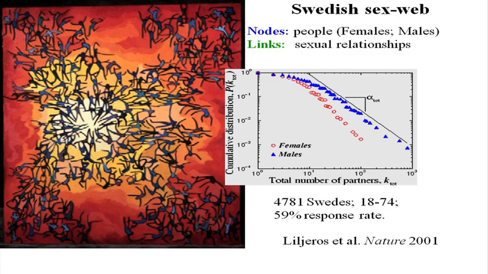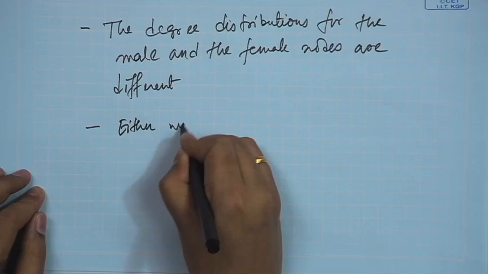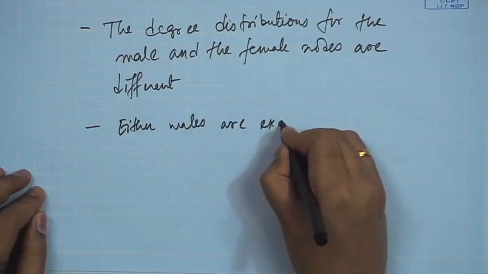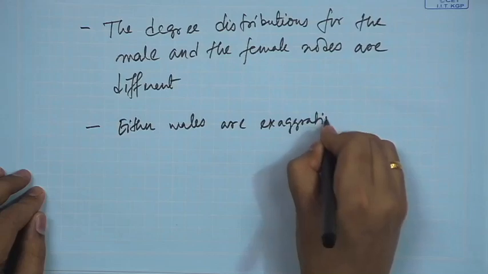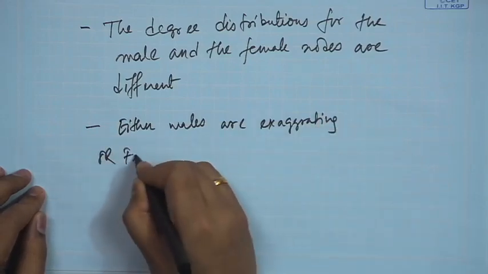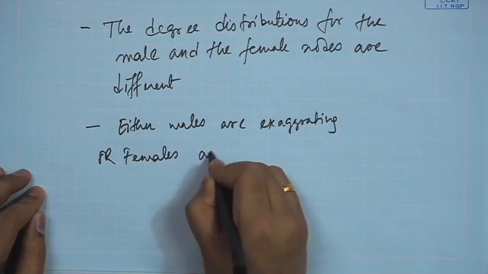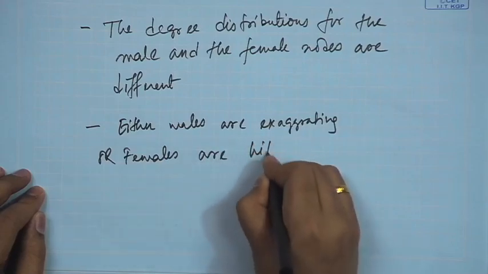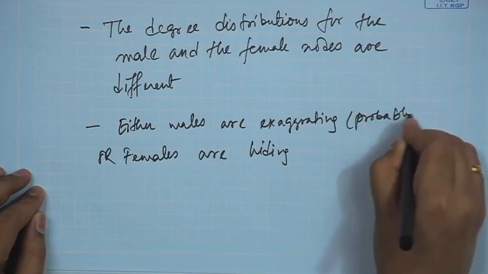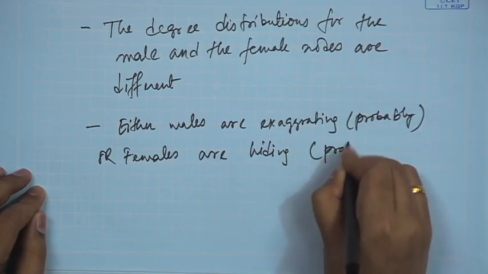The construction problem is either that males are probably exaggerating or females are hiding, or both probably. We do not know which one of these is true, but one of these is definitely happening.